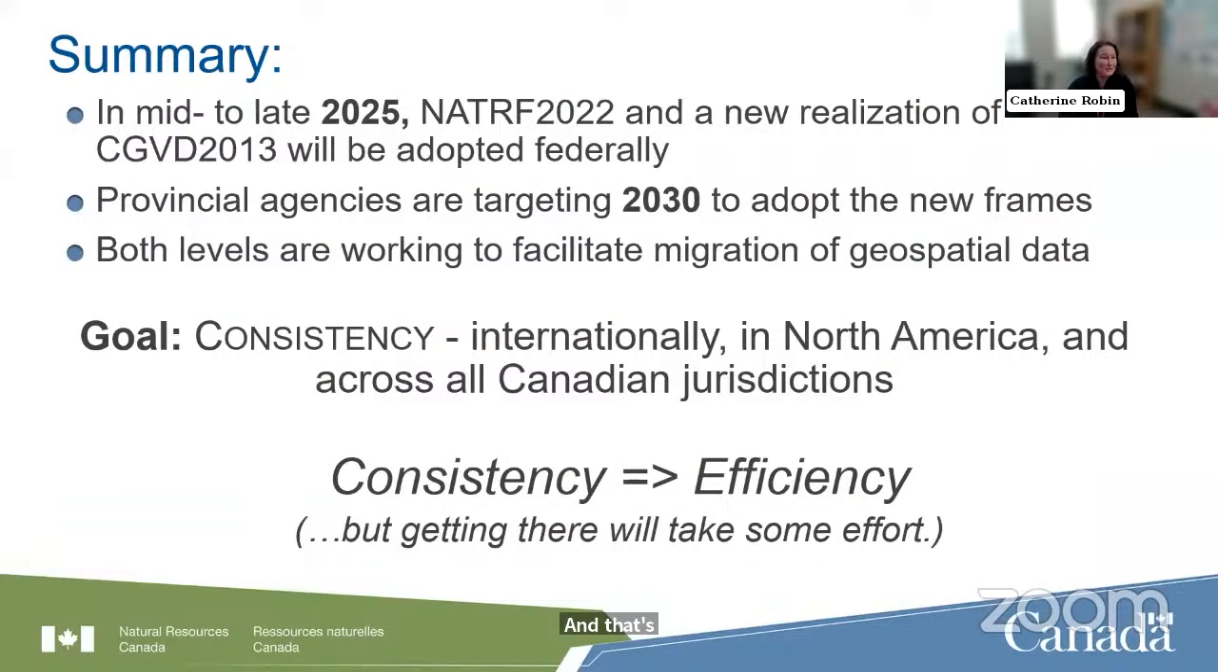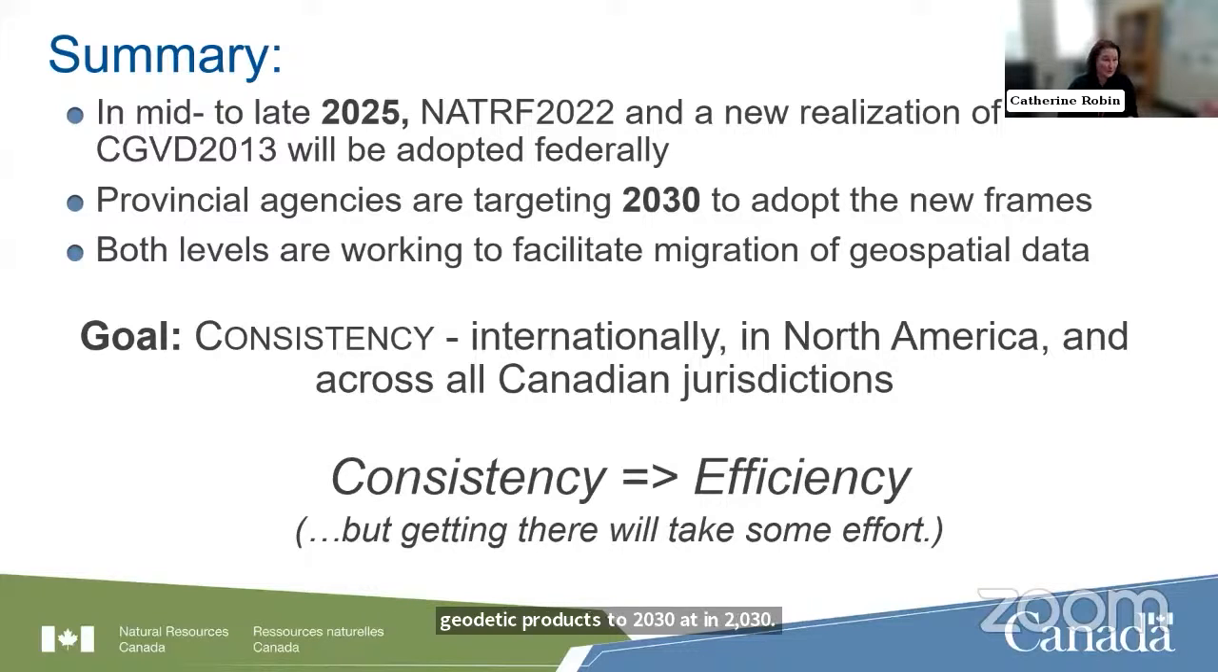I'll just summarize it. Just a take-home message here is by mid to late 2025, NatRef and a new realization of CGVD 2013 will be adopted federally. That date still seems accurate. Provincial agencies are targeting moving their own networks and geodetic products to 2030.